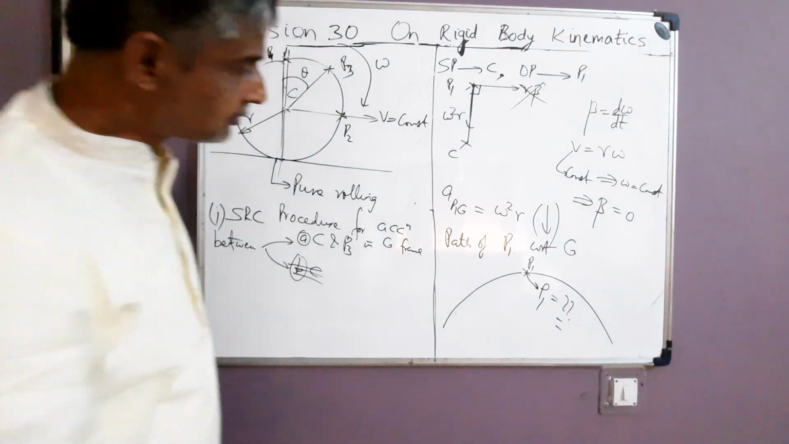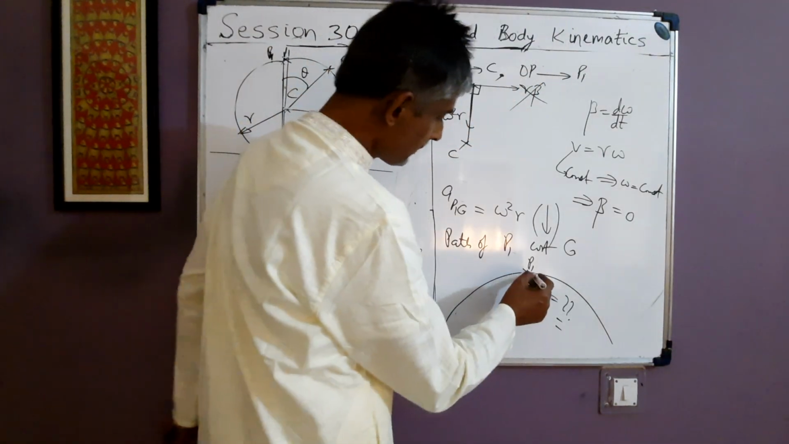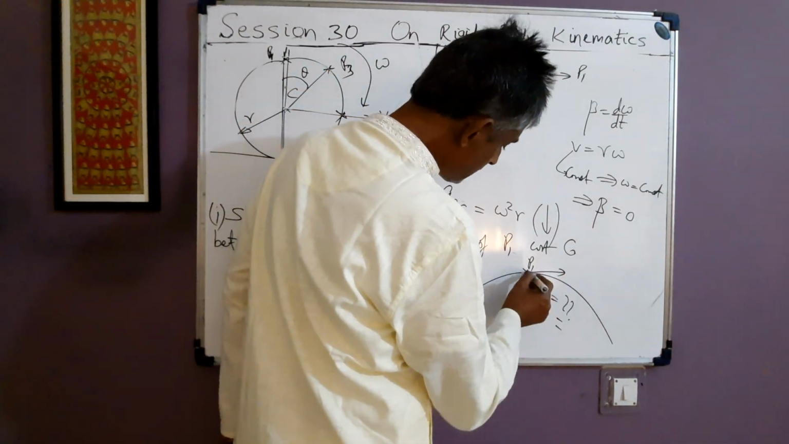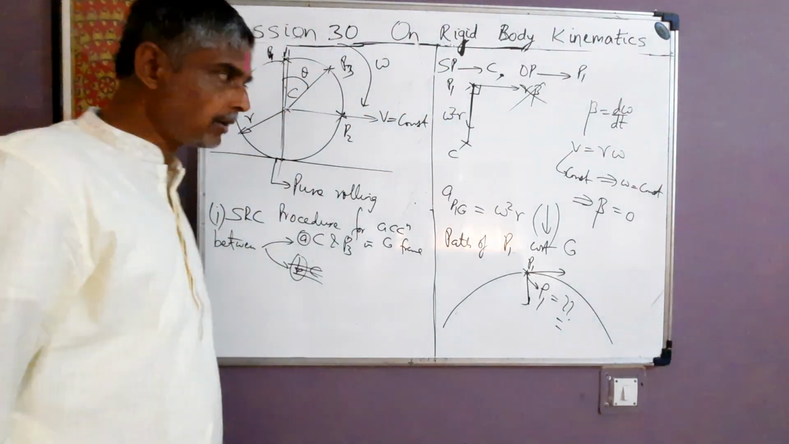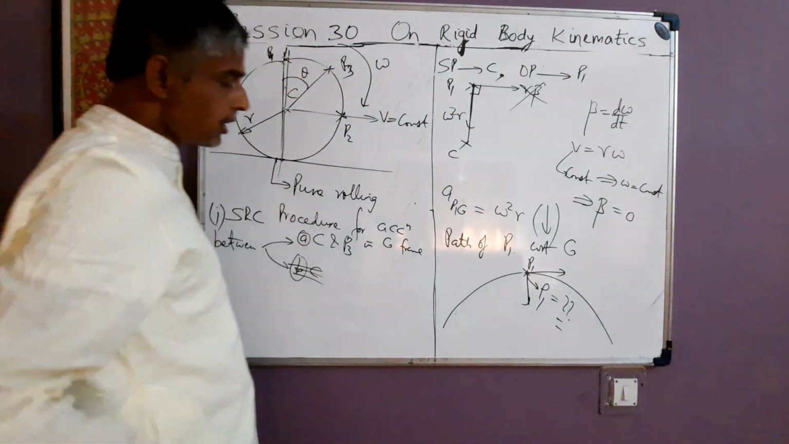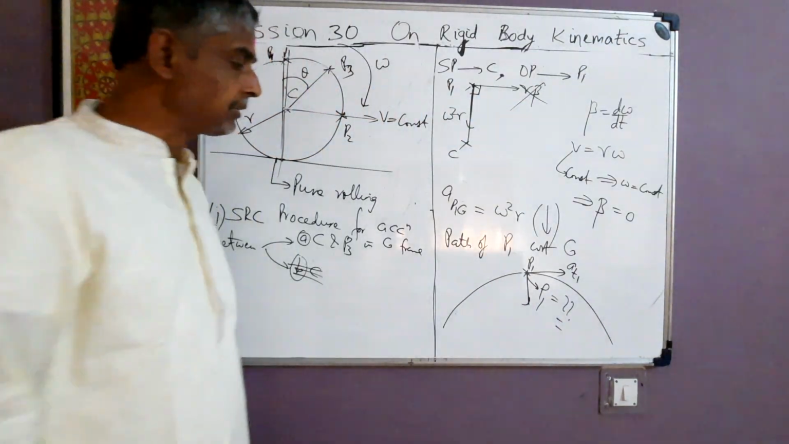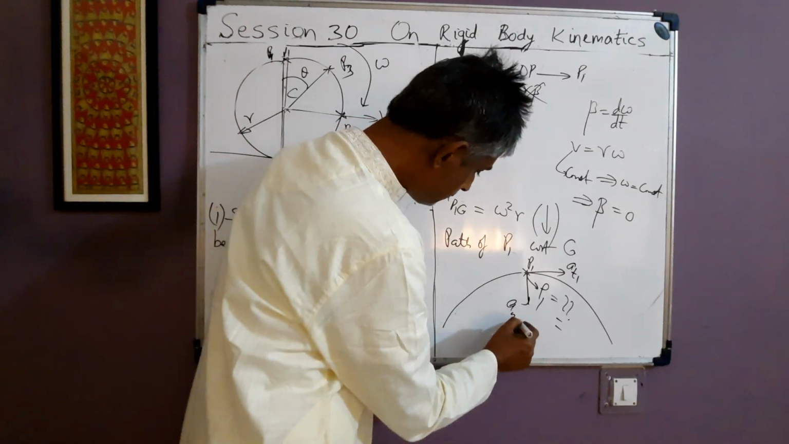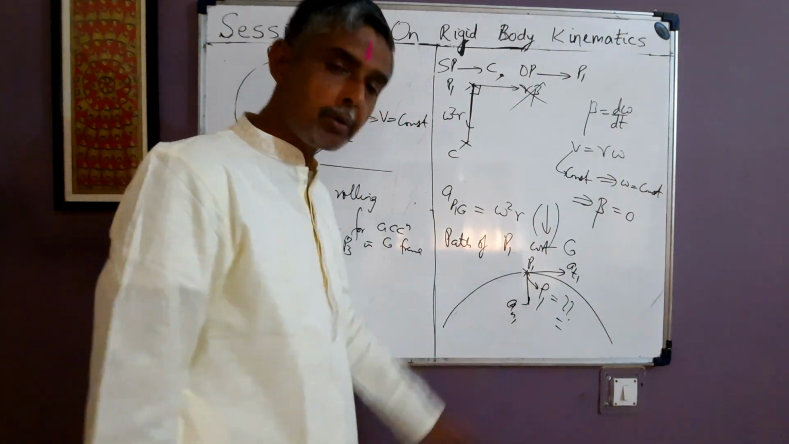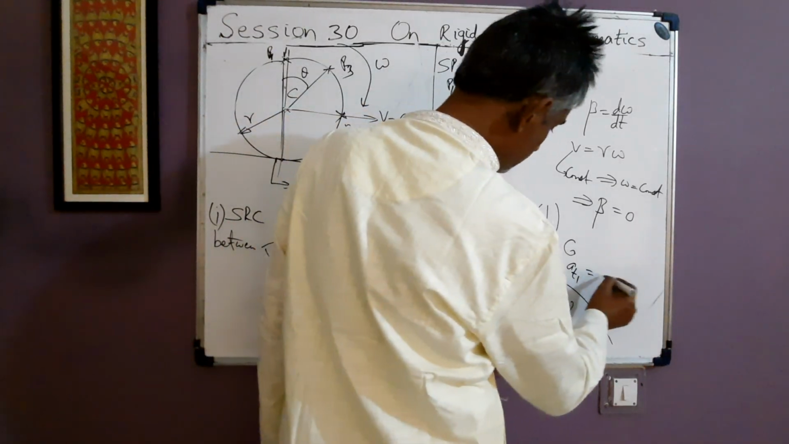Okay. Now see, this P1 is moving along the cycloidal path. So it has some tangential acceleration, it has some normal acceleration. Okay, fine. Now see, first we determine AT1. What is AT1? AT1 is the tangential acceleration of P1. And what is AN1? AN1 is the normal acceleration of P1. Okay. Now see, what is AT1?